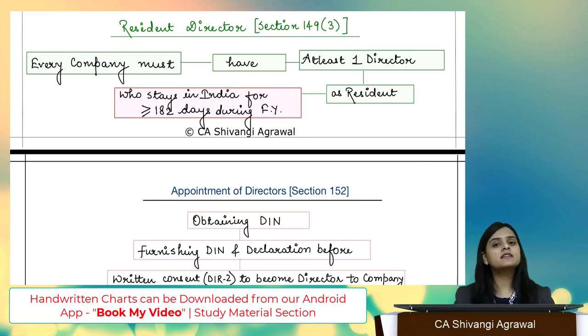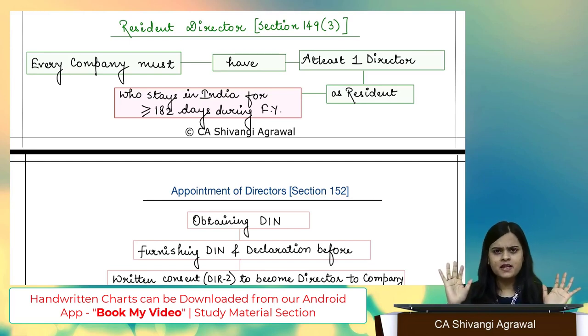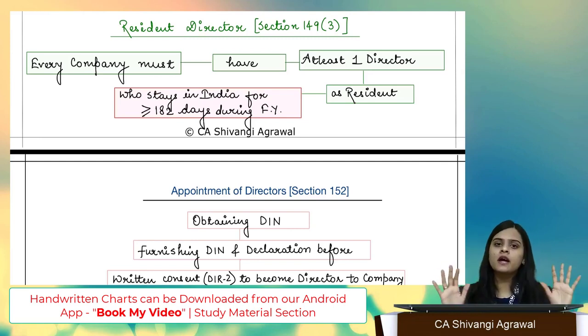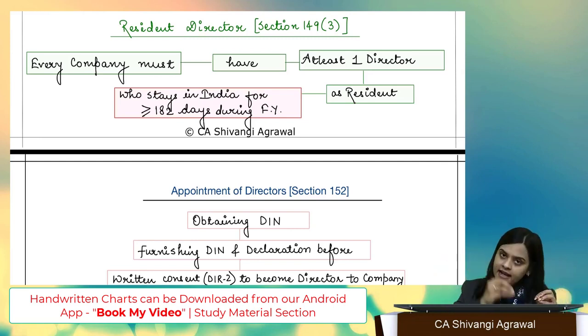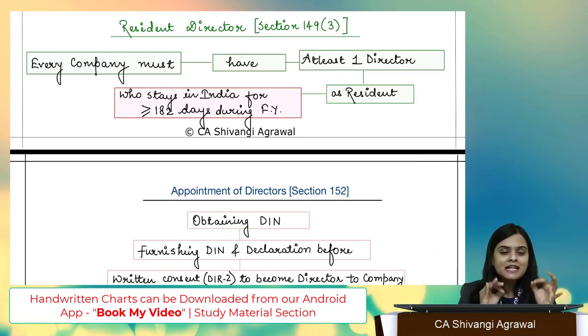Ma'am, does a woman director have to be appointed as executive or non-executive? It can be appointed either way. It's not a requirement that they have to be appointed as executive only. No, even if an independent director on the board of a company is a woman, it is sufficient compliance for the second proviso of section 149(1).